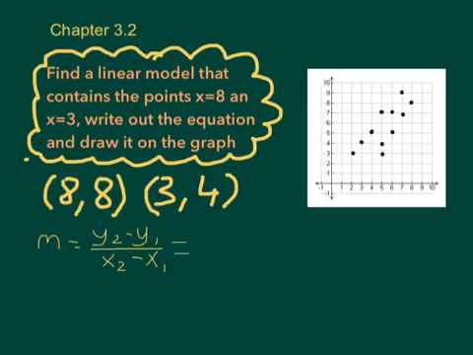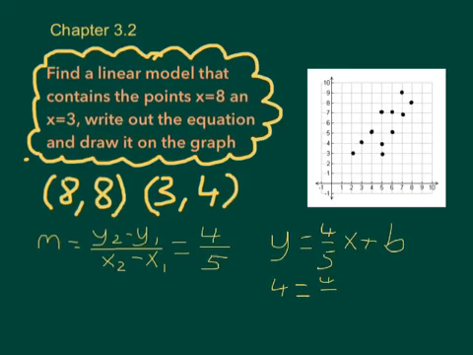That will give me 4 over 5. That's my slope. Okay, so I now know that y equals 4 over 5 x plus b. I now need to find that b, so I just plug in one of the points. Let's plug in 3, 4. So I know that 4 equals 4 over 5 times 3 plus b.